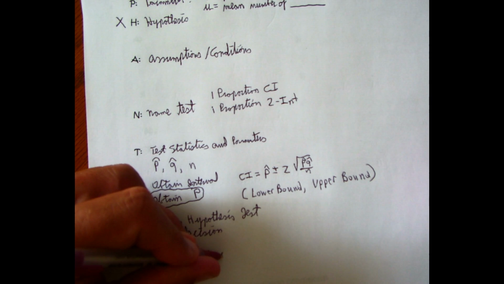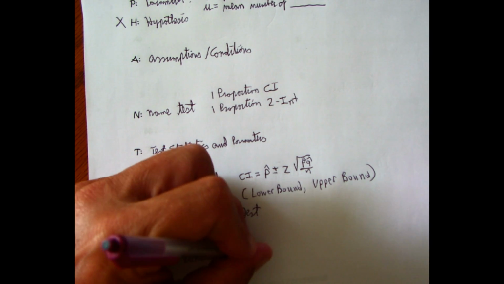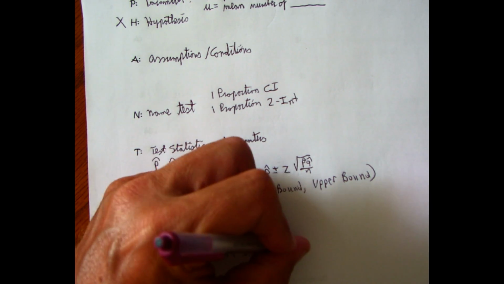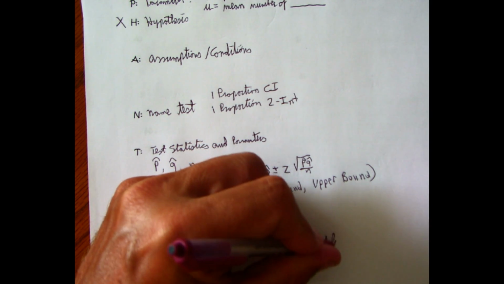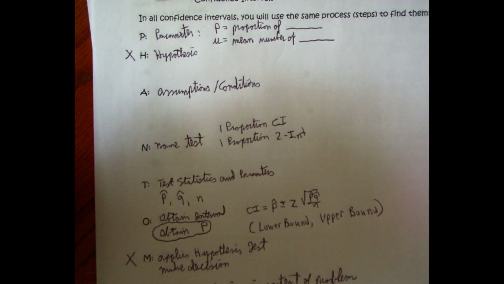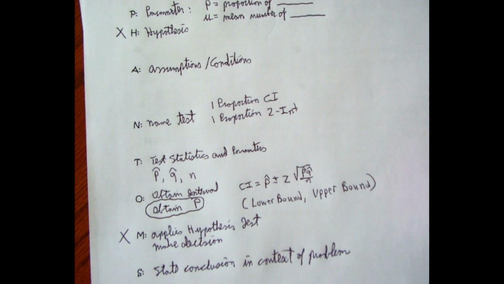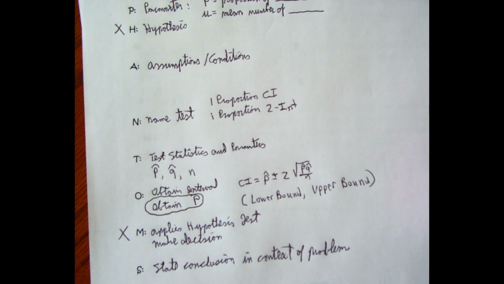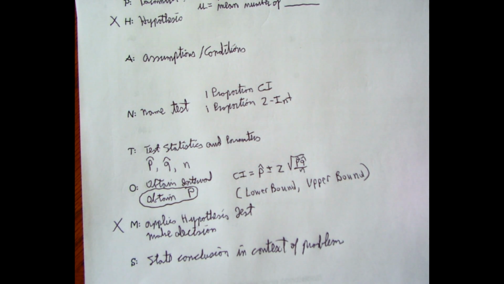And this is very important, and make sure you write this down: in context of the problem. So if my P is the proportion of seniors at Brian McMahon that smoke, if that's the parameter I'm trying to capture, then when I state my conclusion, I'm going to write my conclusion in terms of the proportion of seniors at Brian McMahon that smoke. I don't just write some general ambiguous conclusion. It's always got to be in context of the problem.